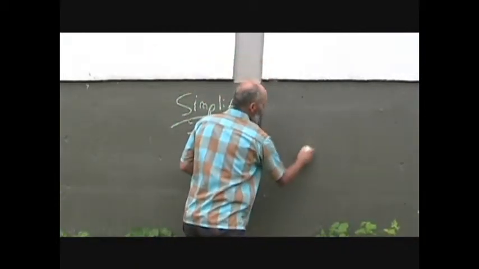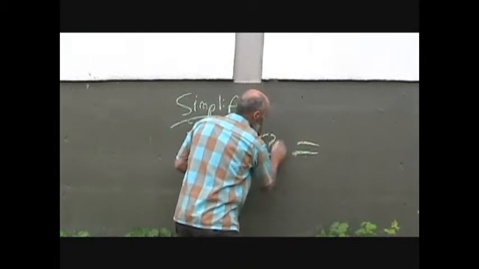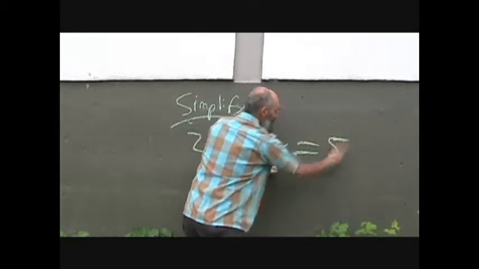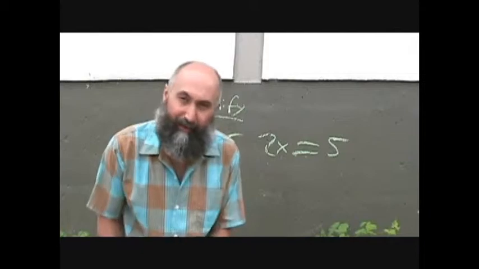So we're going to have 2x is equal to 5. So there's going to be a letter in the symbol, okay? Keep this in mind.